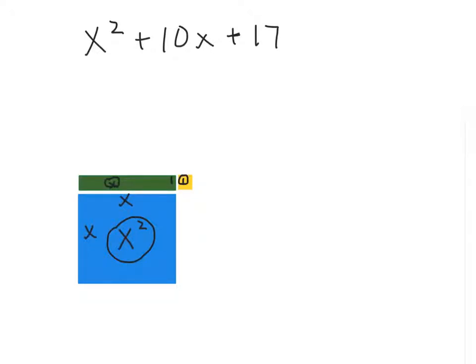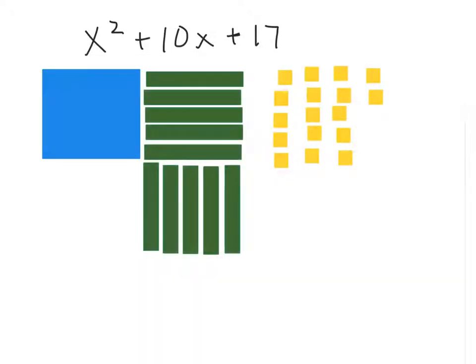Okay, so we need to be able to build this equation here. And so that means that we need an x squared, we just need one of them. We need 10 x's, and we need 17 ones. So I'm going to get all of that taken care of for us right here. So we have our x squared, and then we have our 10 x's. So we have 5 here and 5 here, and then we have our 17 individuals. So this is all the stuff that we have to make this equation.